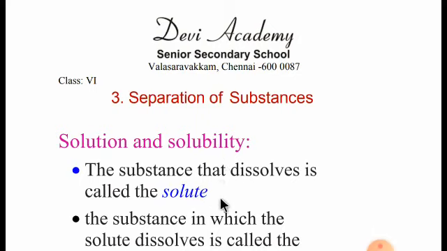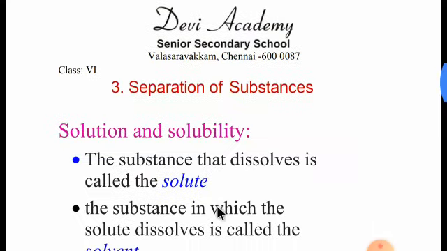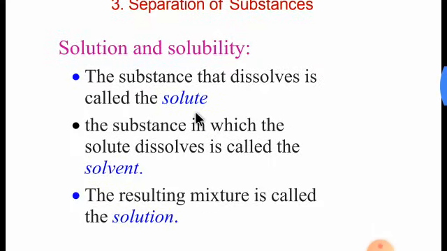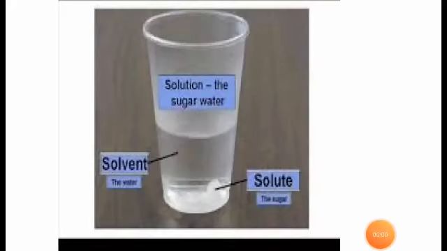Solution is a liquid mixture in which we have solute and solvent. Solute is a minor component, solvent is a major component. Why are we calling solute a minor component? Because it is lesser in amount. In a solution, solute will be lesser in amount. Solvent will be more than a solute. Right? So, solute and solvent together form a solution.